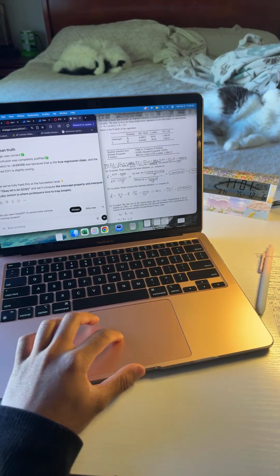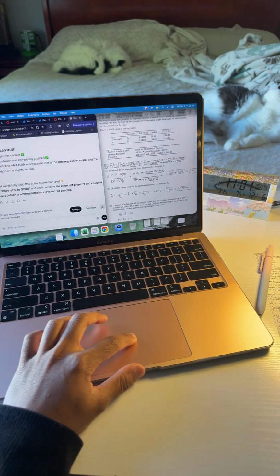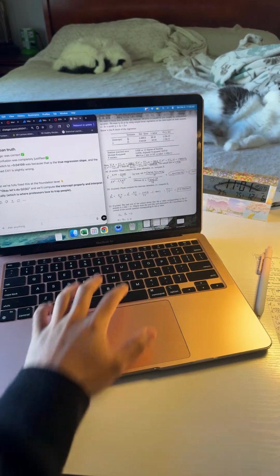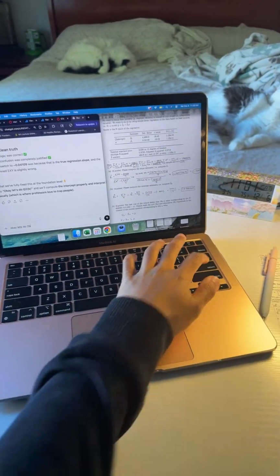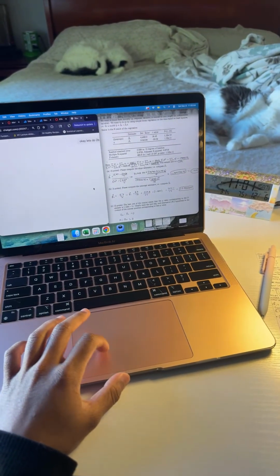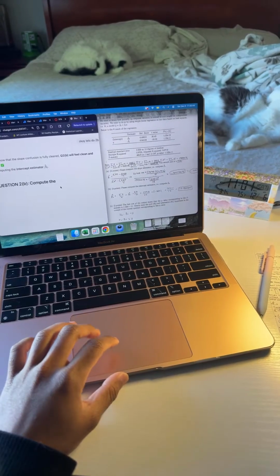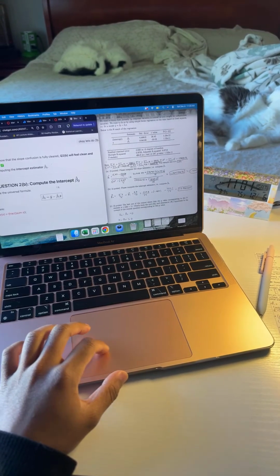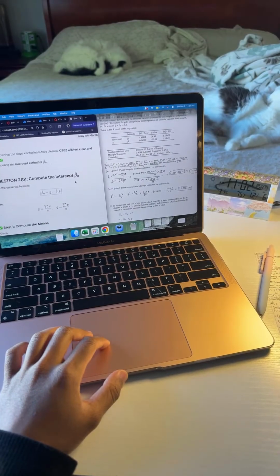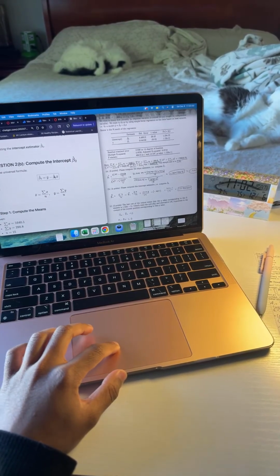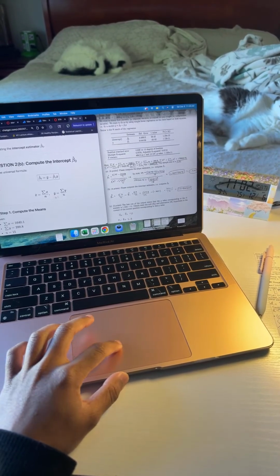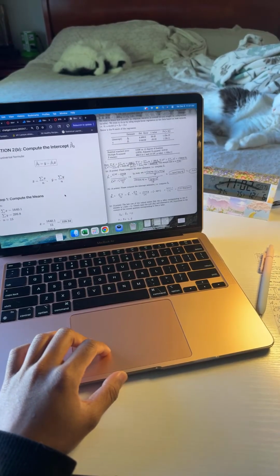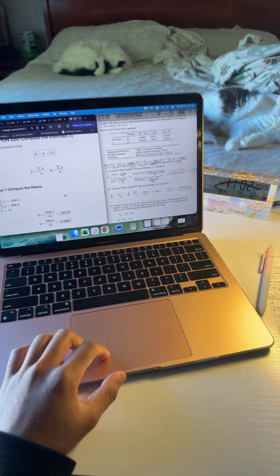Okay, let's do question 2. Compute the intercept beta 0 hat. Beta 0 hat is y bar minus beta 1 hat x bar, where x bar is this and y bar is this. So, let's see.